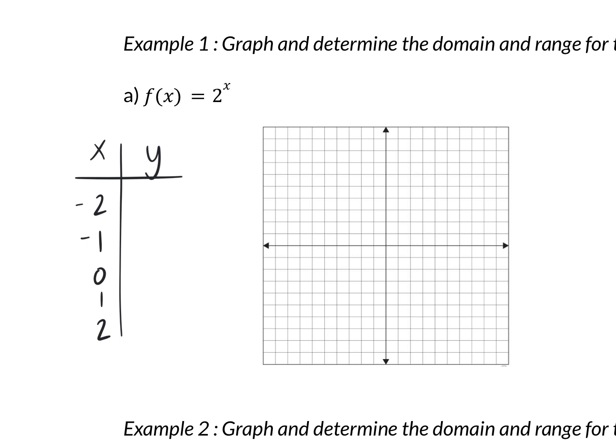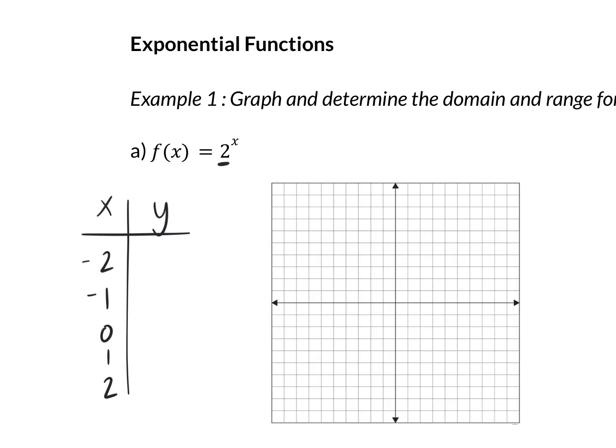So when I'm plugging these values in, my base is 2, I'm raising it to the exponent of x. Let's start with my positive numbers because those will be easier to plug in. 2 to the 0 power, what's that give me? 1. 2 to the 1 power is 2, and 2 squared is 4. Now if I go the other way, I'm going to make some fractions, right? 2 to the negative first power is 1 over 2, or 0.5. And what would 2 to the negative second power be? 1/4 or 0.25. Okay?